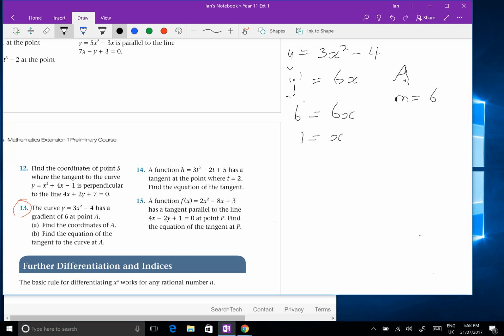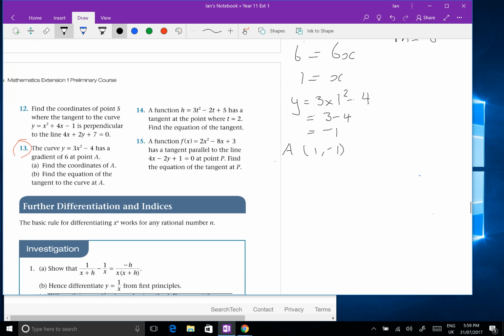Alright, well, to find the y coordinate, I'm just going to substitute that back into the y equation. So y equals 3 times 1 squared minus 4. And that will give me 3 minus 4, which will give me negative 1. So the coordinates of A are 1 and minus 1.